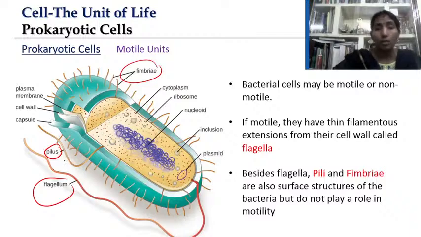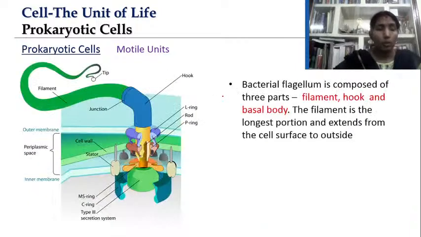So now we will see what is there. The pilus and Fimbriae do not have any role in movement except the flagella. When you look into the flagella, it has three parts. It has a filament, a hook and a basal body.